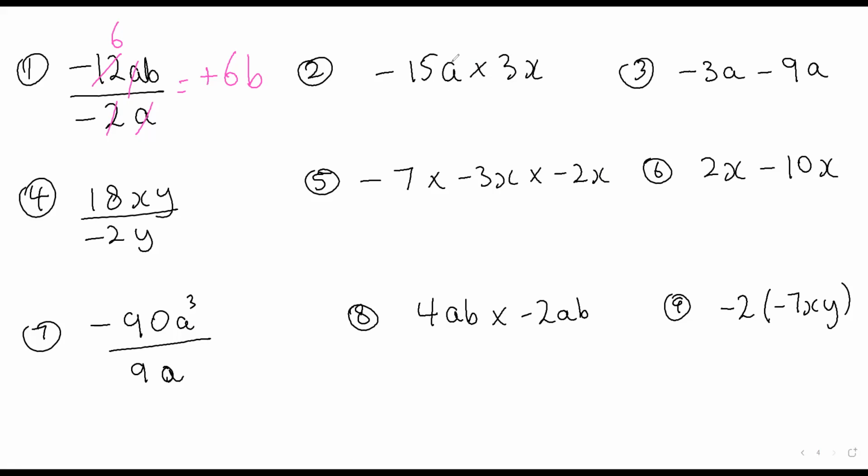Next one, 15 multiplied by 3 is 45. A multiplied by x is AX. And negative multiplied by positive is negative, so negative 45AX, right?